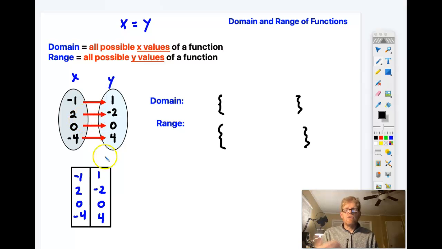We can represent that using a graph. You can see that here. It's the same thing as a table. You can see the same thing here. These are our x and our y values. Each one of these is a point. That's -1, 1. That's 2, -2. You see where we're going.